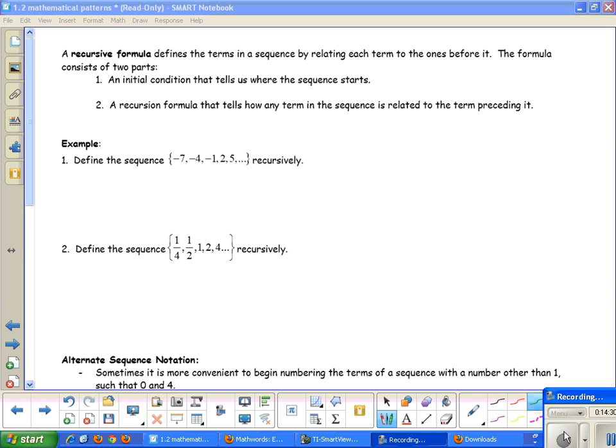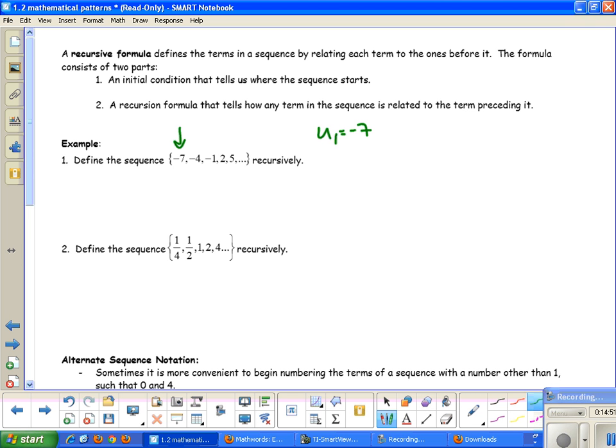So looking at the first problem that we have, I would go ahead and start writing out each of the terms. So my first term is equal to -7. And why don't I start off with 0 here? There are certain situations where you can start off with 0, but in this case, if I'm actually given the sequence, this is the first place that I have, so that's why I use u sub 1. And then my second term would be equal to -4. My third term is equal to -1. My fourth term is equal to 2, and my fifth term is equal to 5.